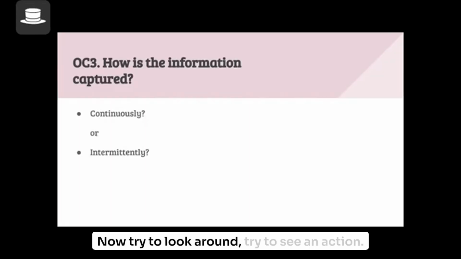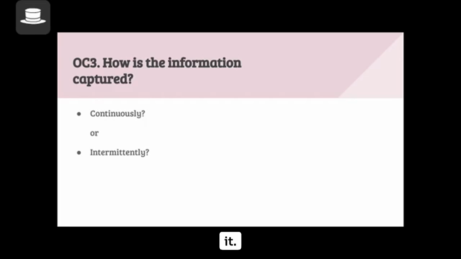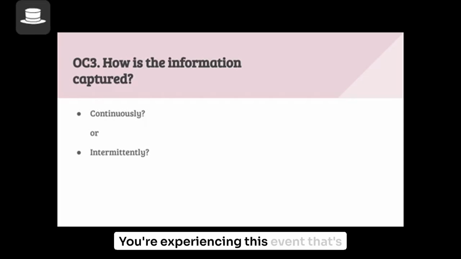Try to look around. Try to see an action. Maybe look at your friends. Now, think about it. You're experiencing this event that's happening in front of you continuously, right? It doesn't feel like there is a gap. It's a continuous process without any gaps and delays. Here's the question. How do our eyes capture this information? Is it captured like a video where everything is captured continuously, or is it captured intermittently? Pause here and think. Is it a continuous capture of information, or is it intermittent capture of information?